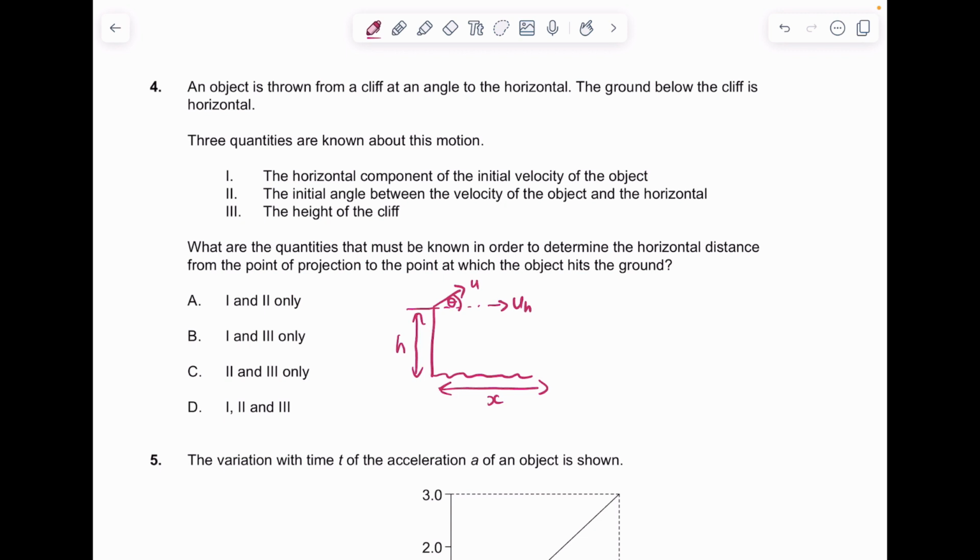To work out the time of flight, we are going to need to know the height of the cliff, how long it's going to take to come to the floor vertically. We will need to know the angle theta because we will need to work out the vertical component of the launch velocity, which we can get from UH and a bit of trigonometry. And we will also need to know UH, how quickly it is moving in the horizontal direction, to work out the range. So we are going to need to know all 3 of those quantities to perform our suvat calculations and work out the range.